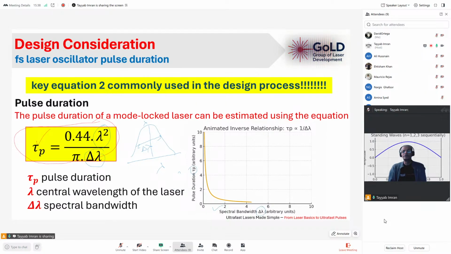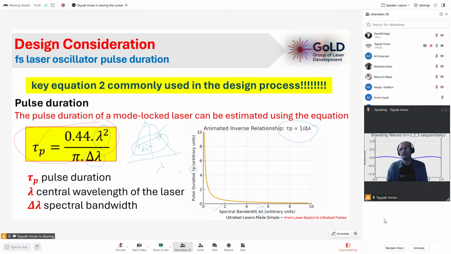What it simply shows is that the pulse duration is inversely proportional to the spectral bandwidth. Gain bandwidth and spectral bandwidth, in both cases, the pulse duration is inversely proportional. It's not directly proportional. Okay, it's opposite. So if the spectral bandwidth is increased, the pulse duration will be decreased or reduced, and vice versa.